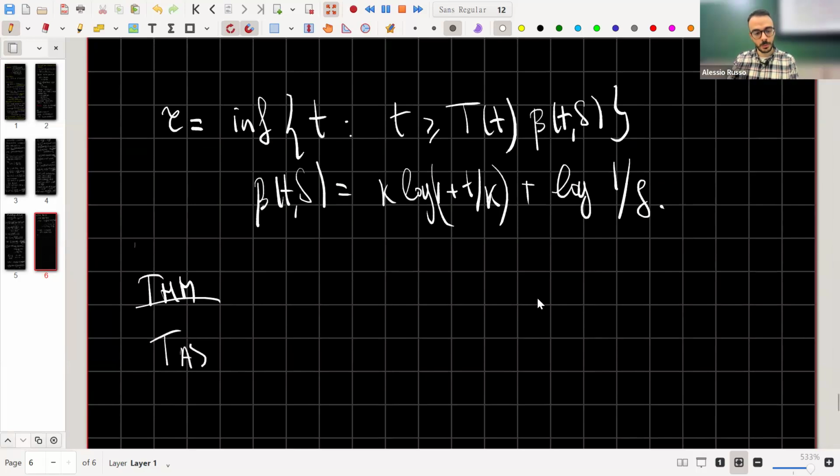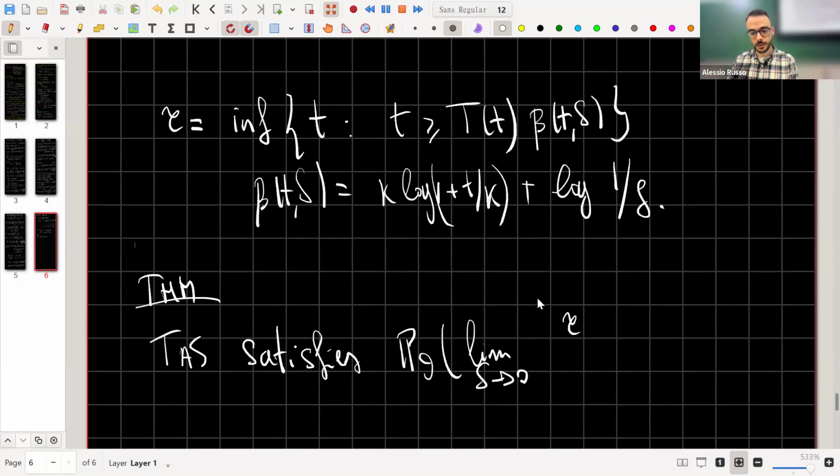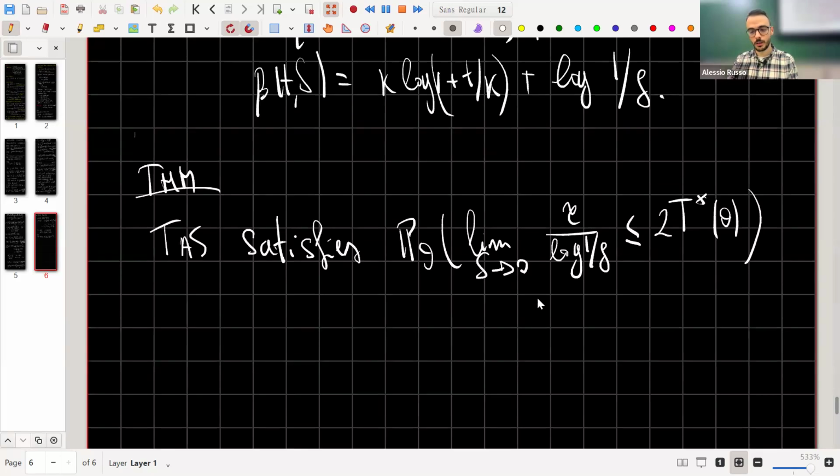Track and Stop satisfies, with probability 1 under theta, that the limit as delta goes to 0 of tau divided by log(1/delta) is upper bounded by 2 T*(theta).